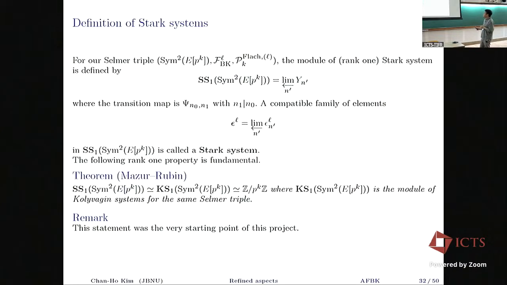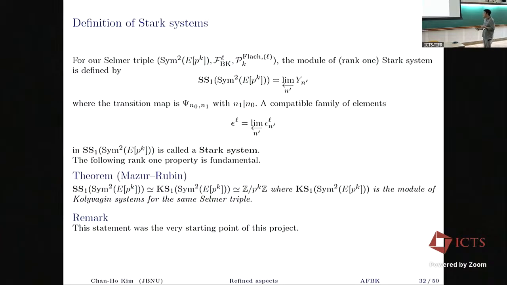Okay, so now we can give a definition of the Stark system. A Stark system is a compatible family under these transition maps. So taking the inverse limit of the Y_n, a compatible family of elements is called a Stark system.